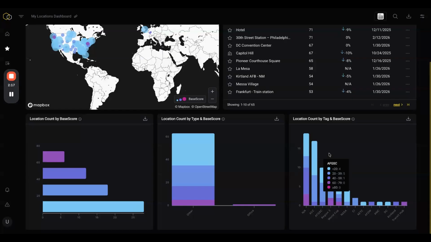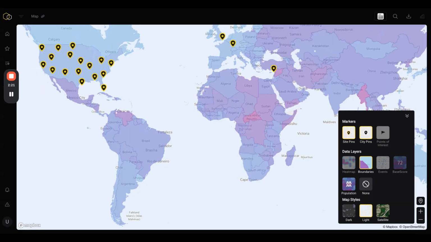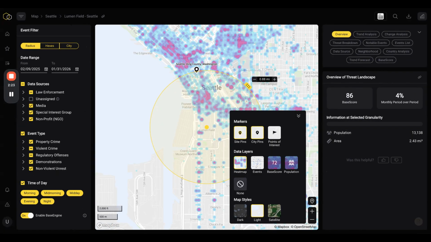Now, where Base Operations really shines is at the location level. You heard me talk about that term street-level threat intelligence. Everything we do in the platform is built to provide you the most granular view and understanding of the activity profile in an area that we can to help fuel those decisions and recommendations that you're responsible for.